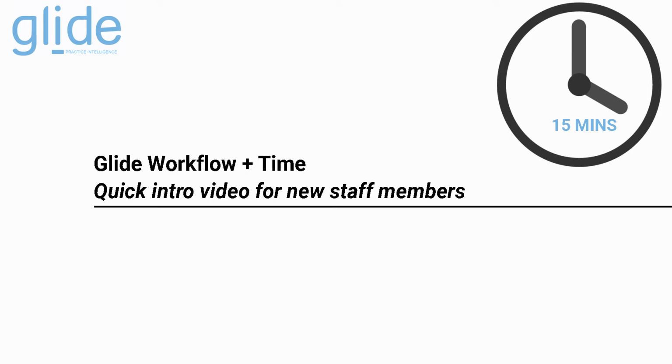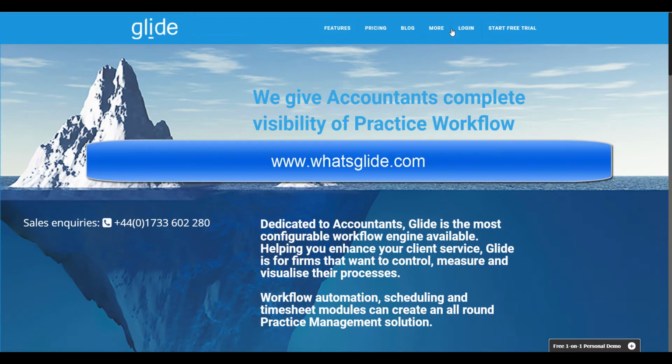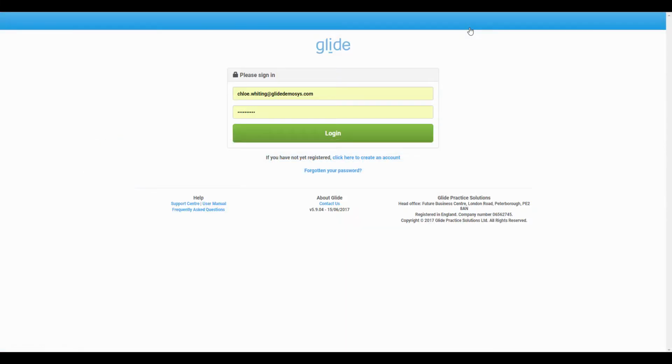First thing to cover is how to actually log in. You'll need to come to the Glide website, www.whatsglide.com, and click on the login button. Once you've done that, I'd recommend probably bookmarking this page here. This is the only one you actually need to come to. And first time round, you'll need to enter your credentials, being your email address and your default password. Click on the login. Once you've done that once, they will no doubt be remembered by your browser going forward.